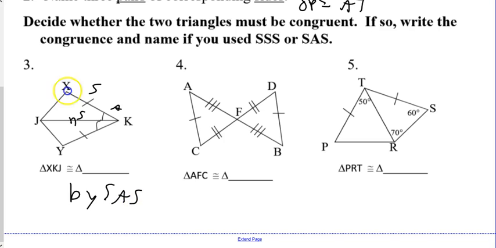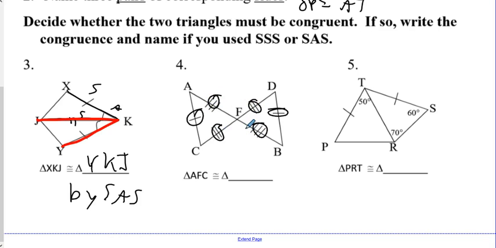Now, XKJ. X, down highway 1, up highway 2. Which means we're going to start at Y, highway 1, highway 2. So that's YKJ. All right. Over here, we have 1 matching with 1, 2 matching with 2, and 3 matching with 3. And you might think this is easy, and it is, by SSS.